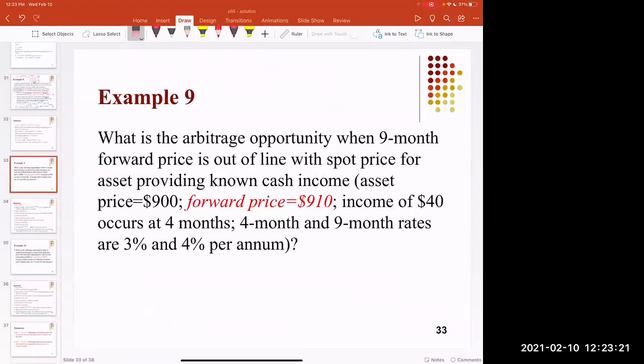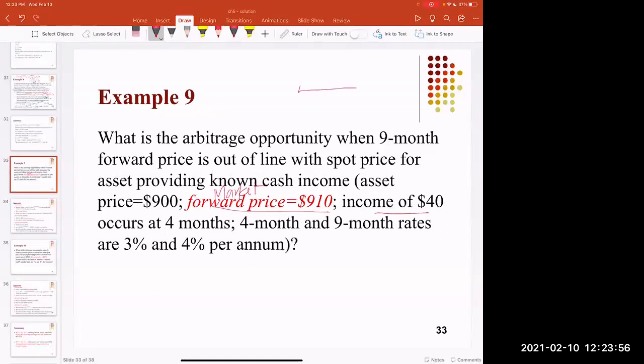Before we summarize the action, we have an example for that. What is the arbitrage opportunity when a 9-month forward price is out of line with the spot price for assets providing known cash income? Asset price 900, forward price 910. This is the market forward price. We have income in 4 months and 9 months.